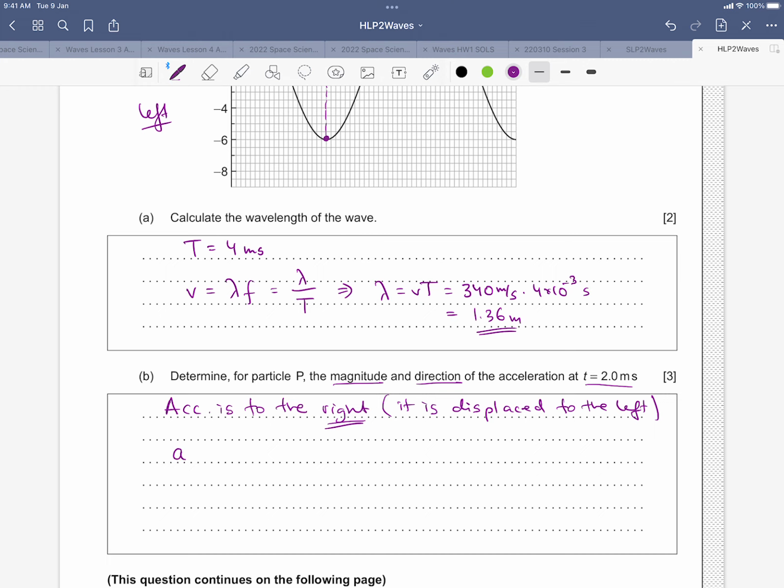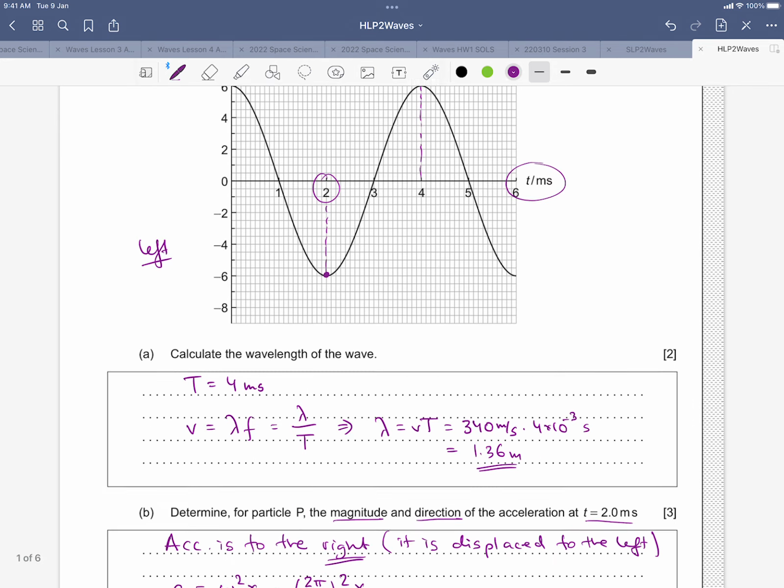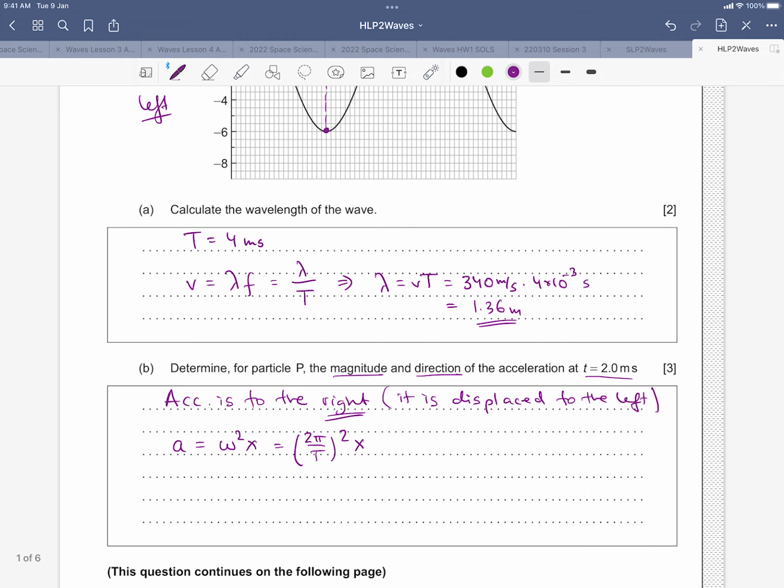Okay, and then we have to remember that for simple harmonic motion, the magnitude of the acceleration is always omega squared times x, just the magnitude. Okay, so I'm just working with positive quantities here. And the omega angular frequency is 2 pi over the period, and x is the displacement, which we can read off as -6 micrometers, remember. So basically we just have to plug in everything.